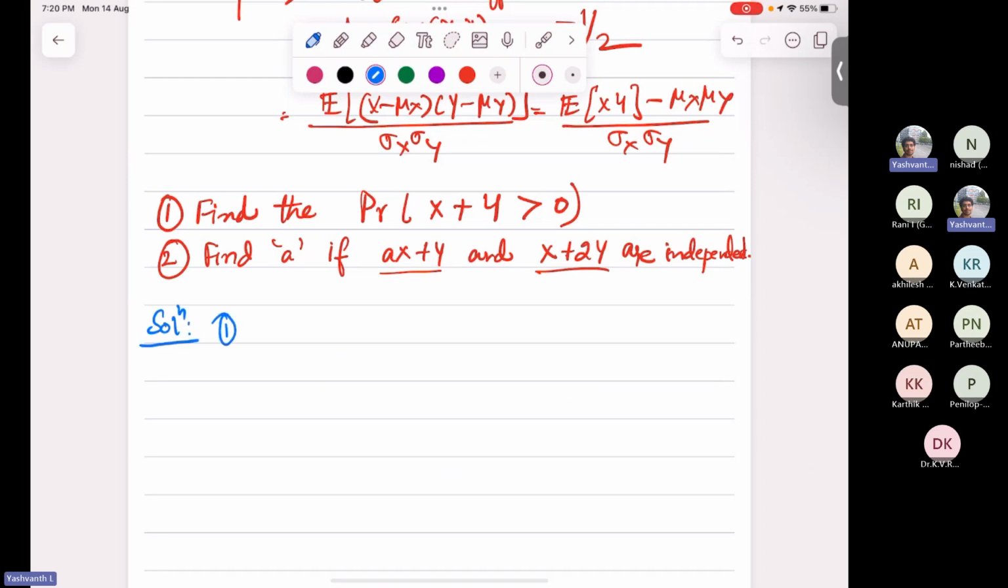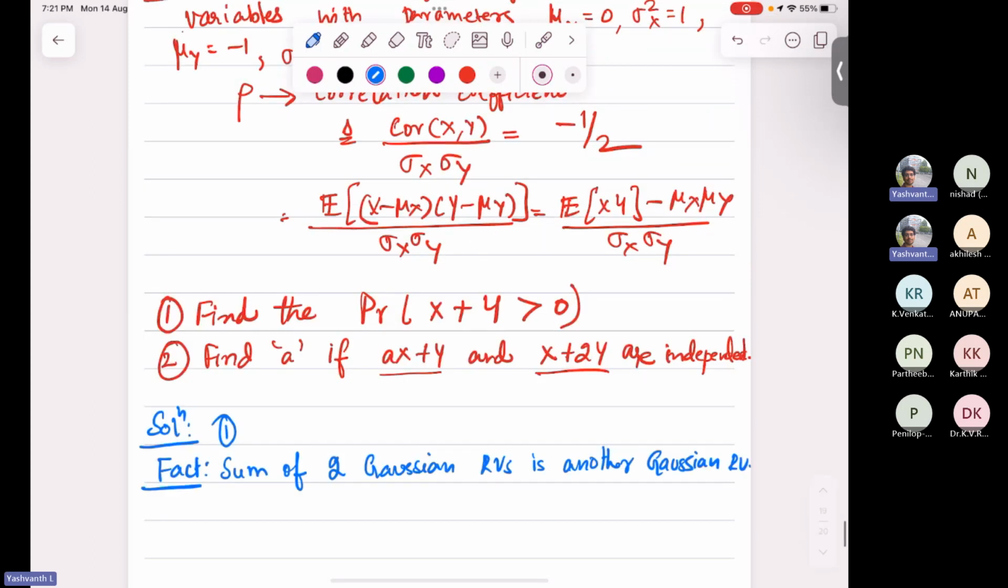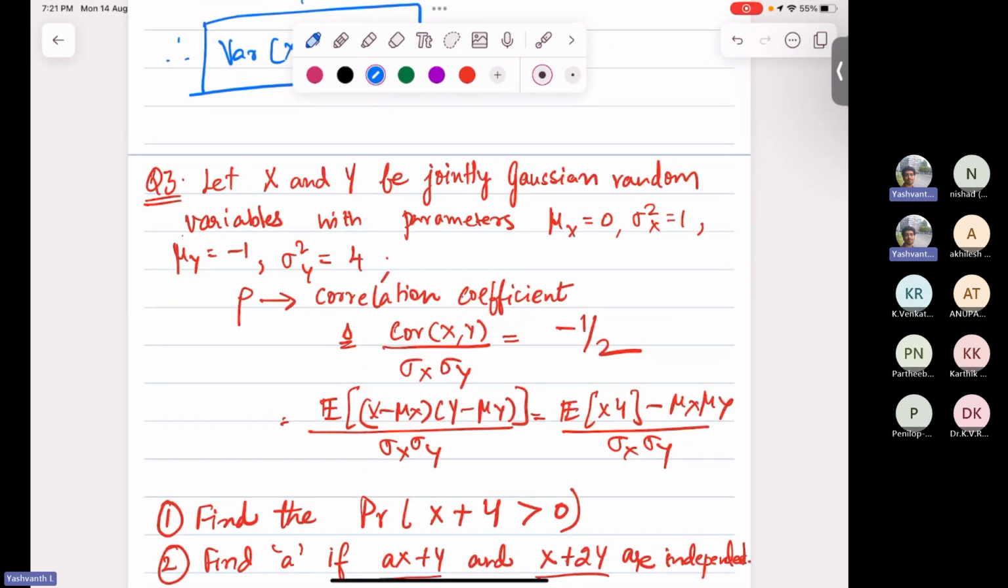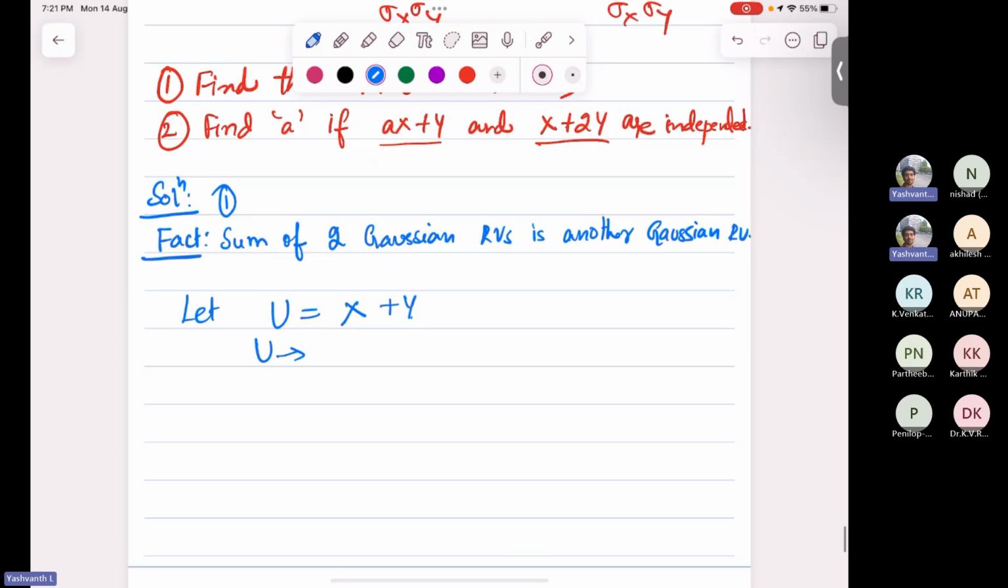First question first. We'll start with the fact that the sum of two Gaussian random variables is another Gaussian random variable. In this case, in fact, I told you x and y are jointly Gaussian, which means the linear combination x plus y should also be a Gaussian random variable. Let the resultant u be the random variable x plus y. Then I know that u is Gaussian.